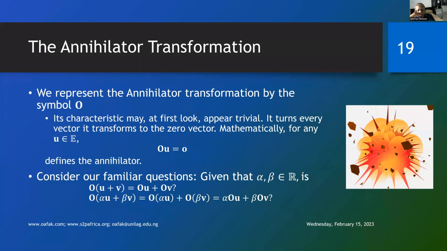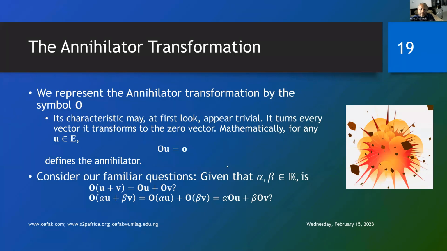If you have a sum, OU plus V, is the annihilator operating on U and operating on V separately going to give you the same result as when the annihilator operates on the sum? If you do that to a weighted sum, are you going to get the same result? That is a question we are going to keep asking.